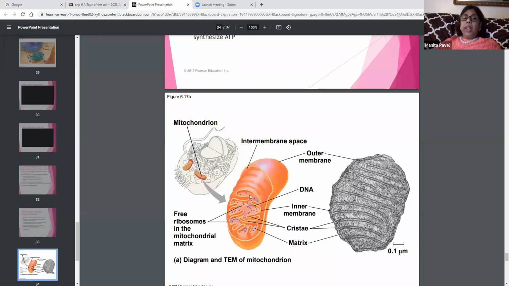Now, the space within the inner membrane is referred to as the matrix. It is here in the matrix that cellular respiration is going to take place within a cell. And within this matrix, we can see there are free ribosomes present in the mitochondrial matrix. And all of us students, we inherit the mitochondria from our mothers, the maternal mitochondria, which is so crucial.